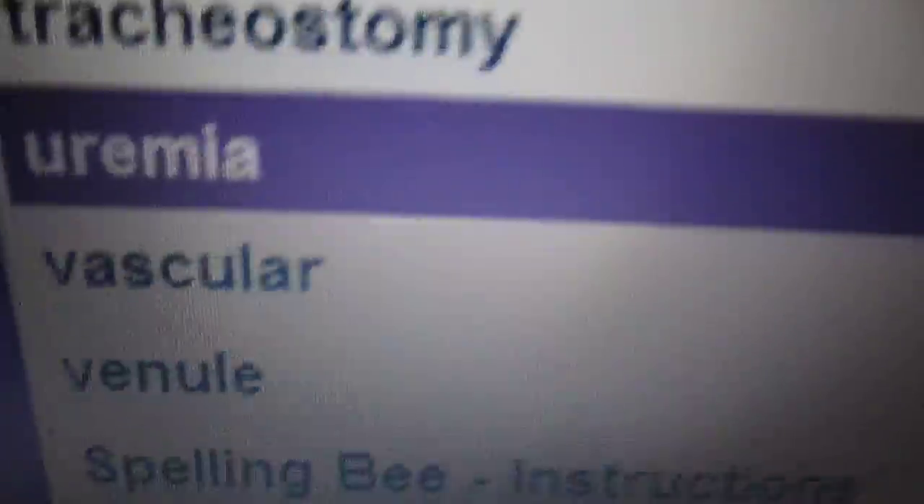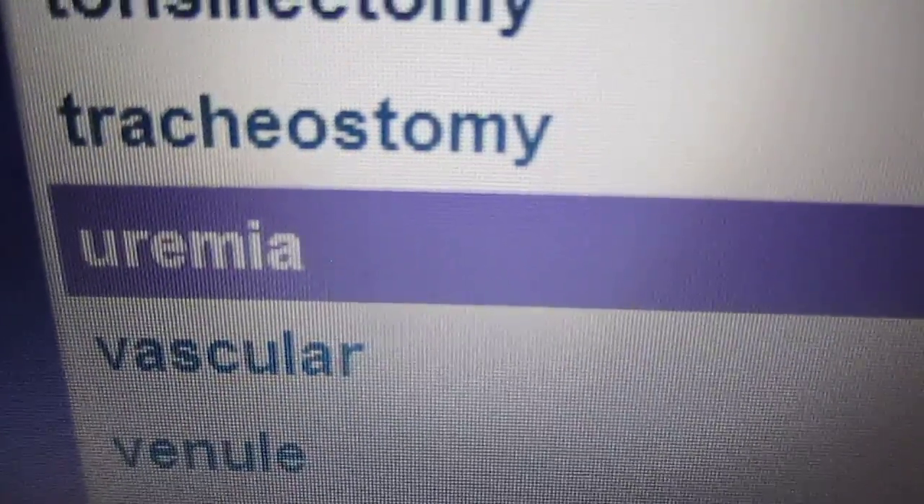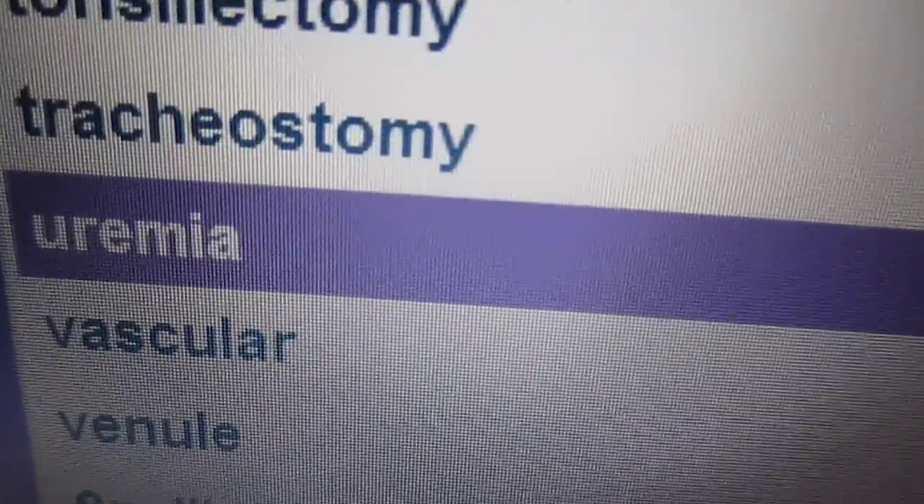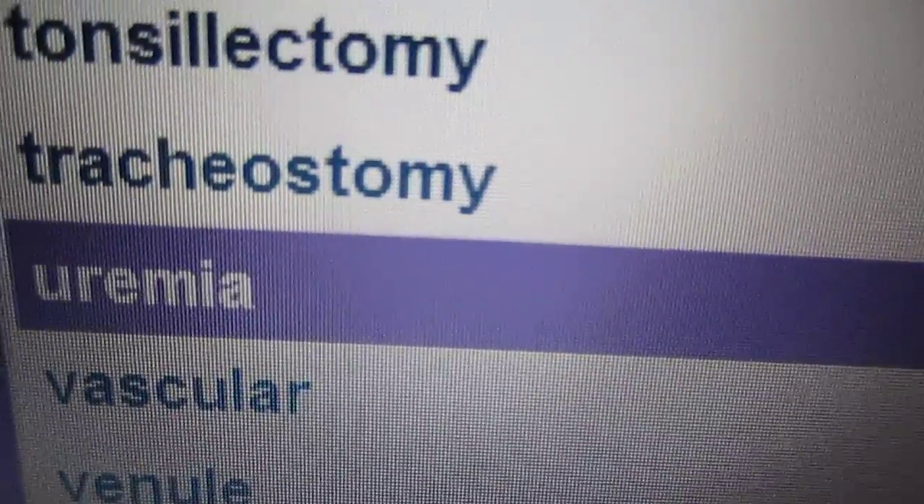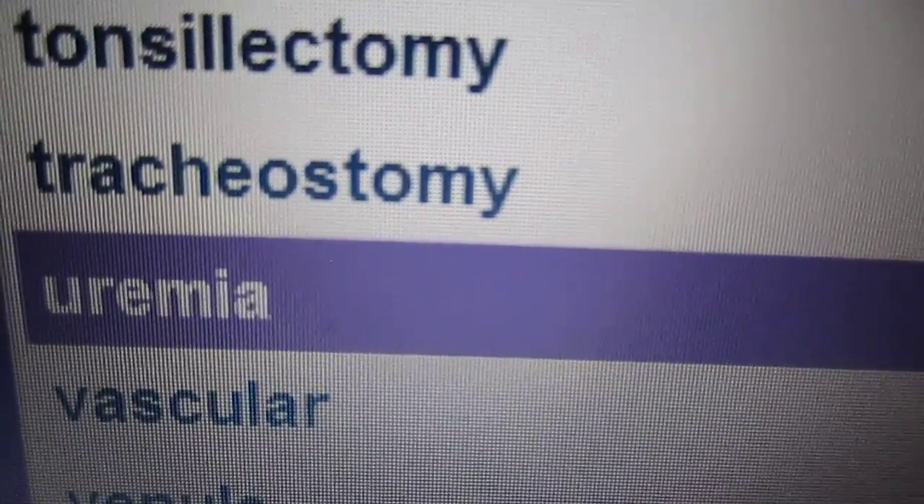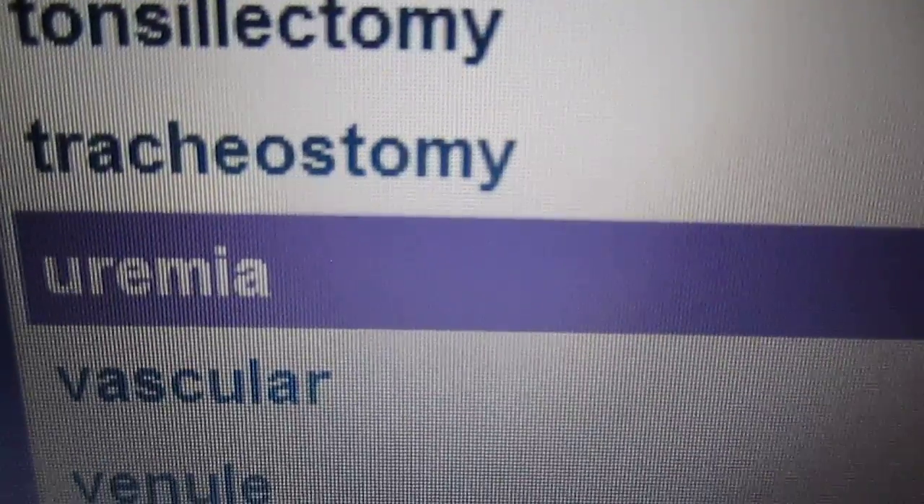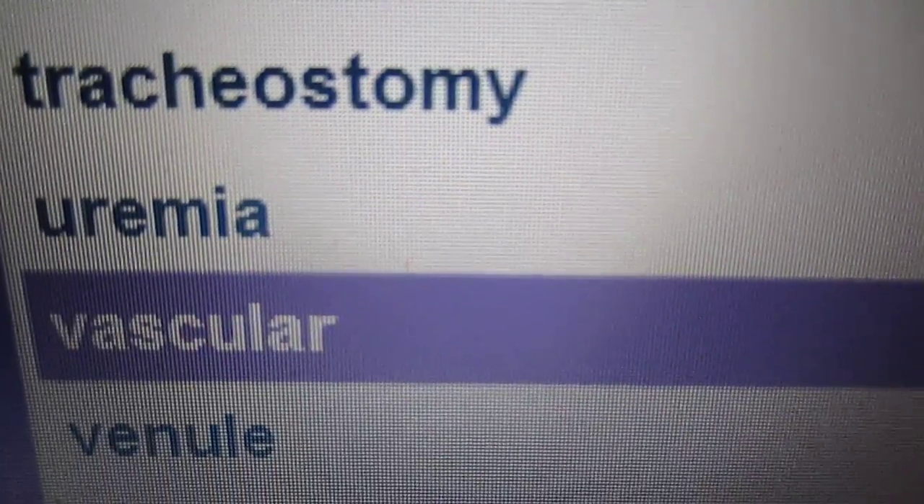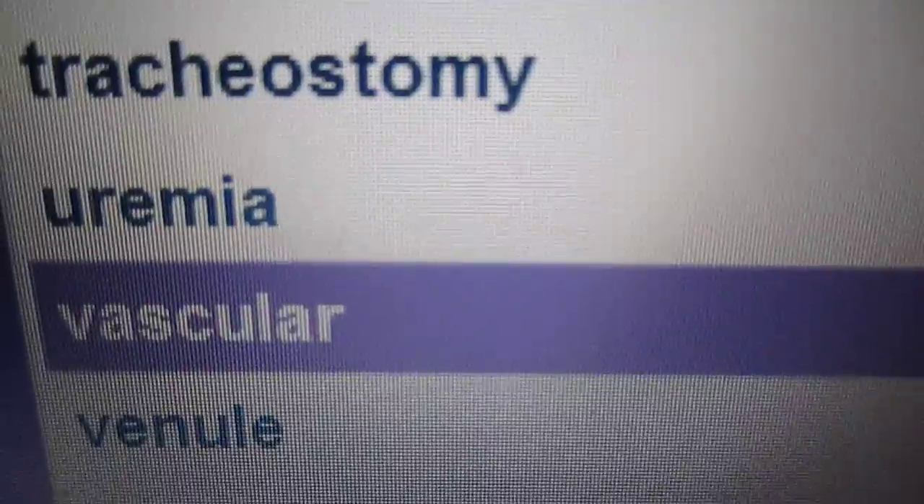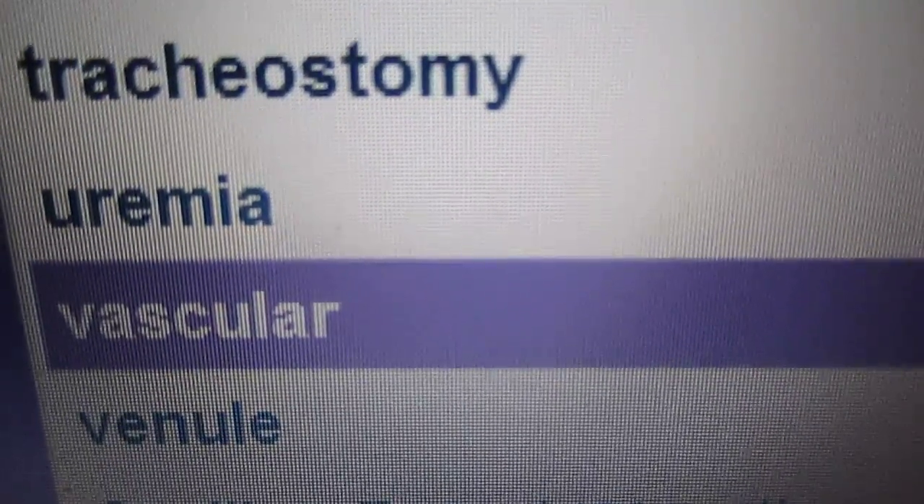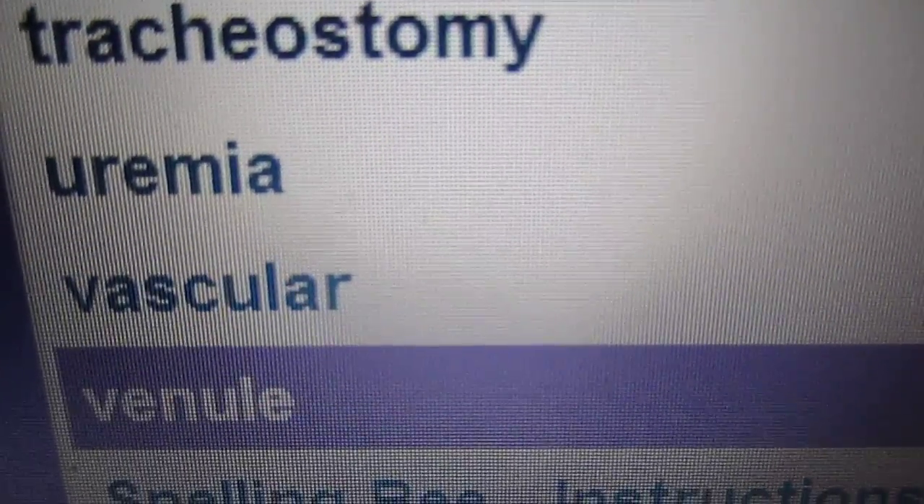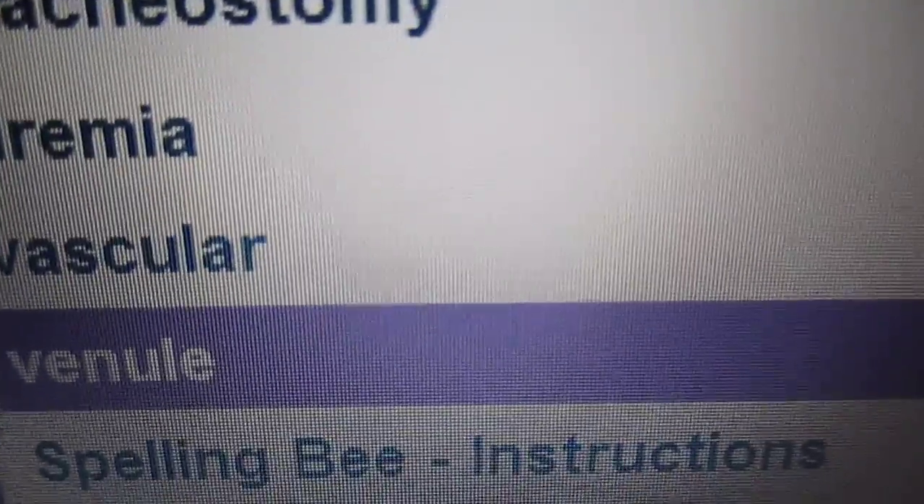Uremia. Uro means urine or urea. Uremia is the presence of an excessive amount of urea and other nitrogenous wastes in the blood. Vascular. Vascular means pertaining to blood vessels. Venule. A venule is a small vein.